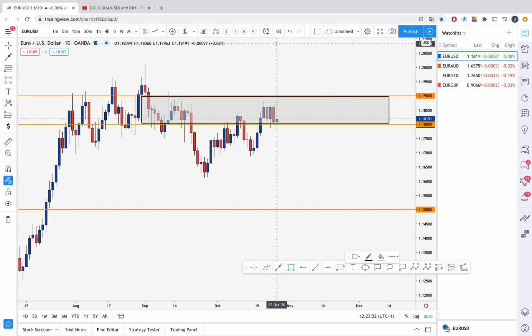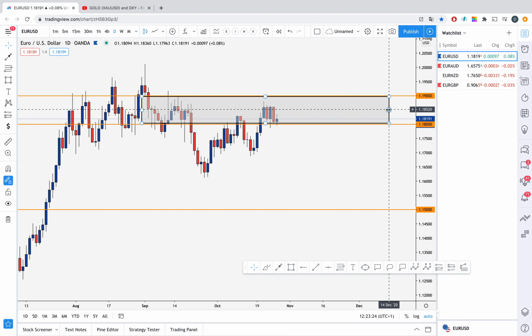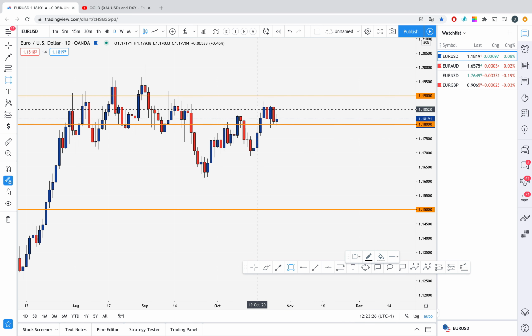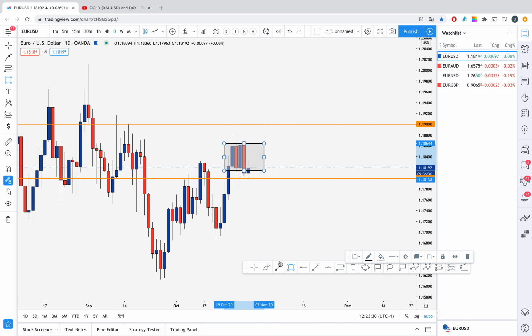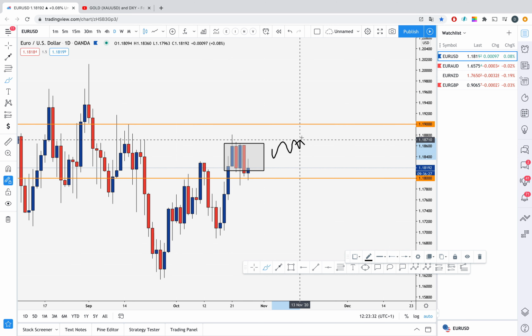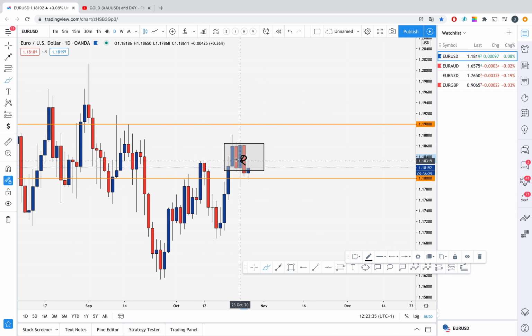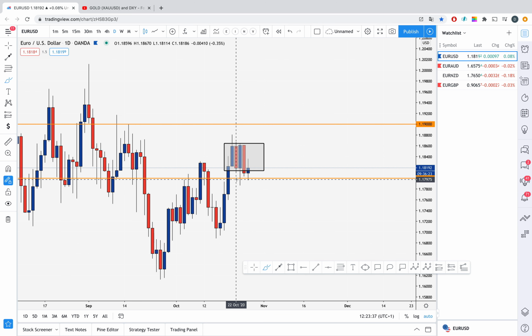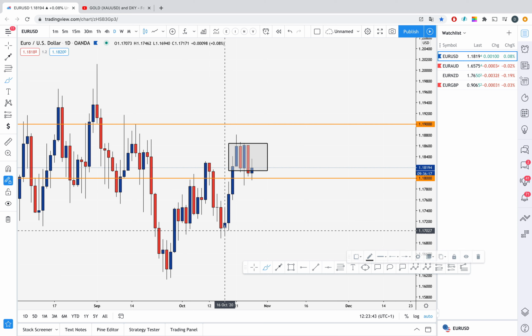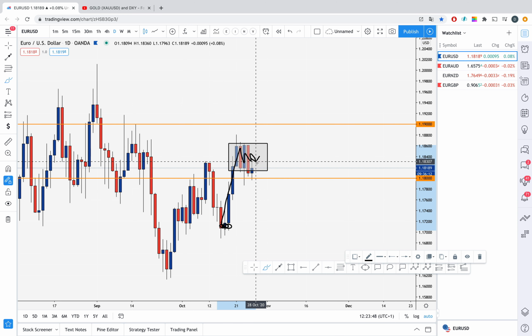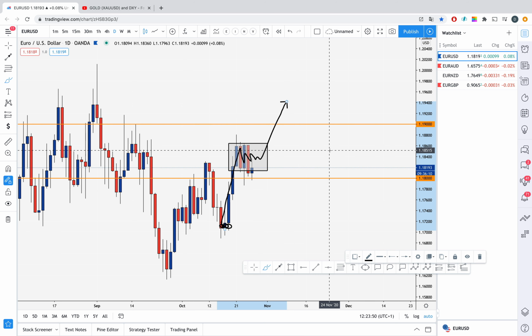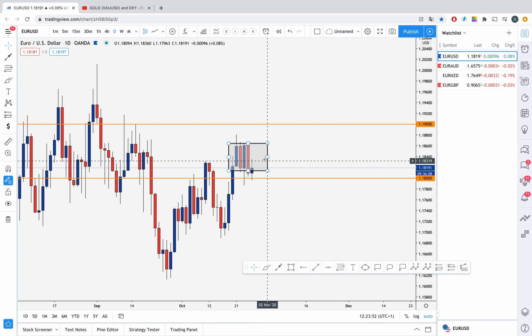The first one is this rectangle over here. So I'm talking about this rectangle over here. This is some ranging market right now. We can see that the price is moving in this rectangle, and this kind of pattern can be considered a bullish continuation pattern. Why? Because the price started a nice impulsive move from the downside to the upside, is retracing over here, and we can expect a push to the upside. This is what we can see.